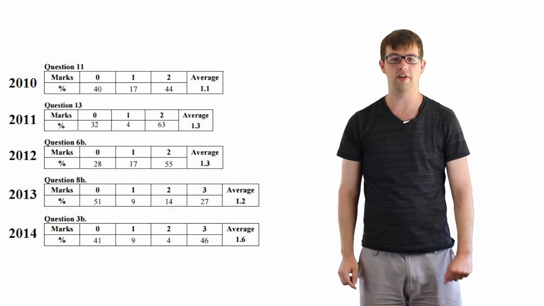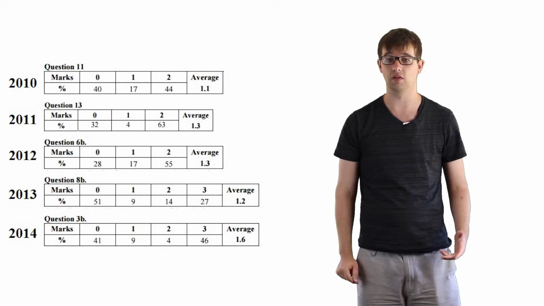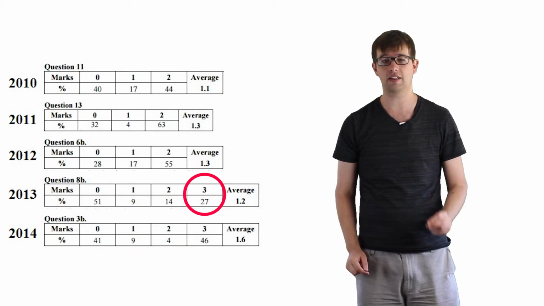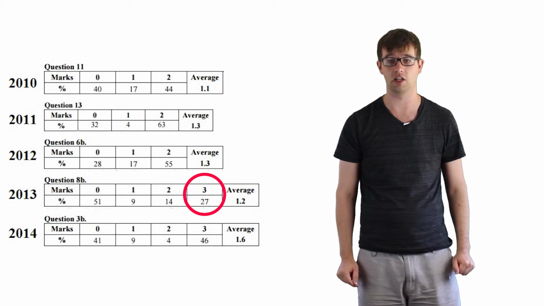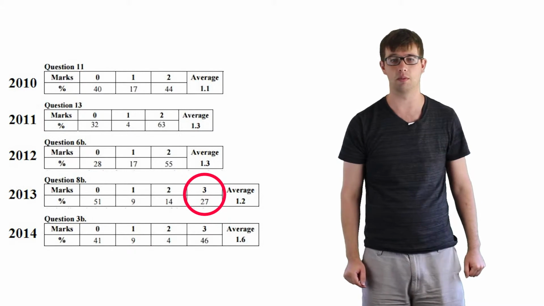Only half of VCE physics students can solve a projectile motion question by the end of Year 12. In 2013, only 27% of students were able to solve the projectile motion question and get full marks. Today I'm going to teach you how to do these problems.